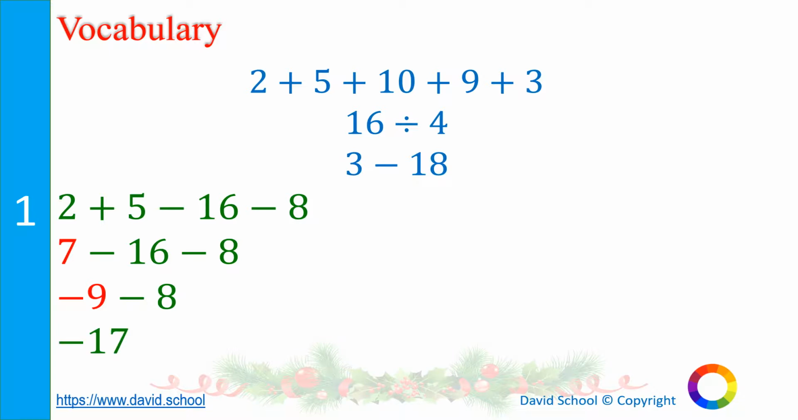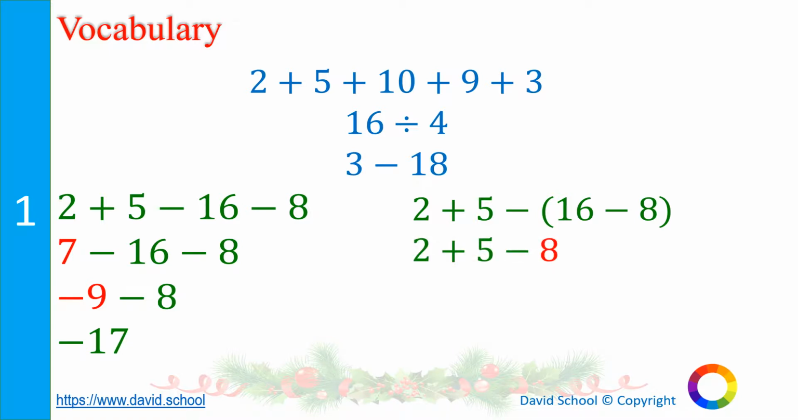But the wrong way of doing this problem is grouping the last two numbers, 16 minus 8, which is 8. Therefore, 2 plus 5 minus 8. 2 plus 5 is 7 minus 8, which is negative 1. This is the wrong way of simplifying this numerical expression.